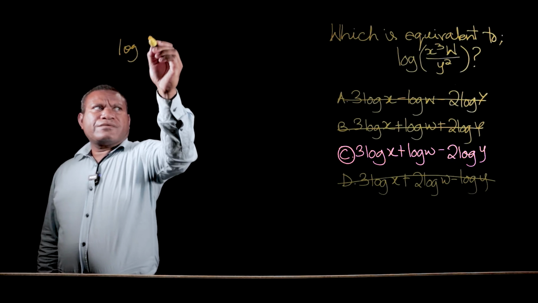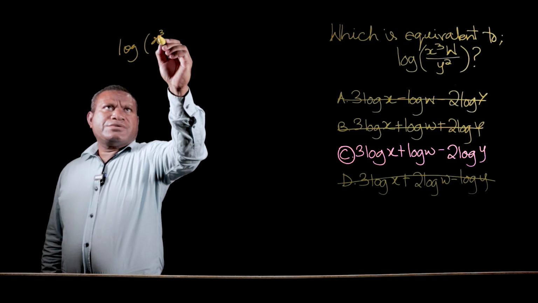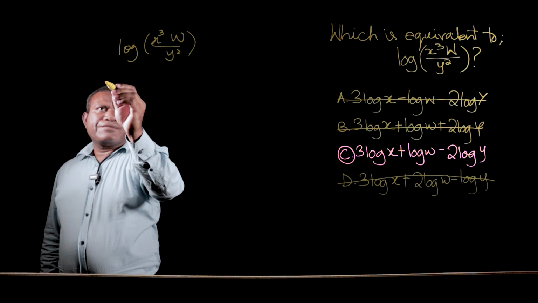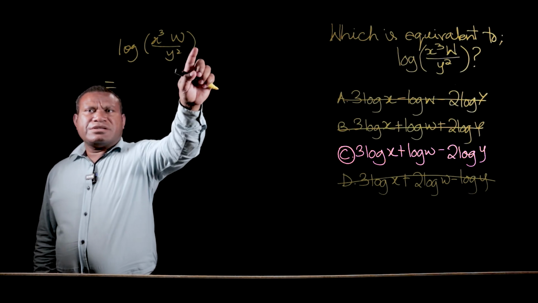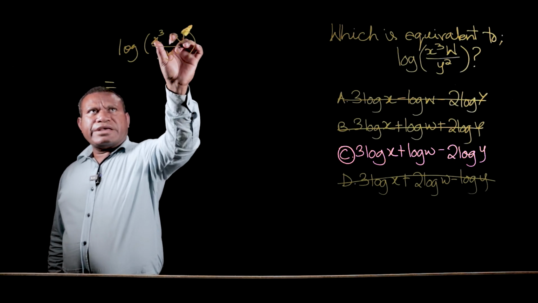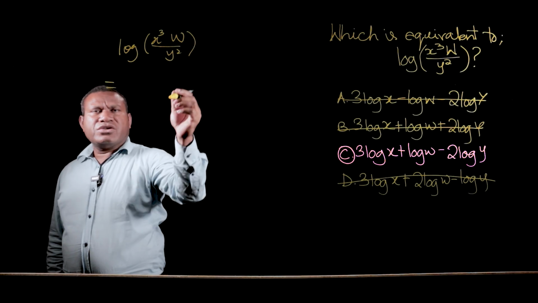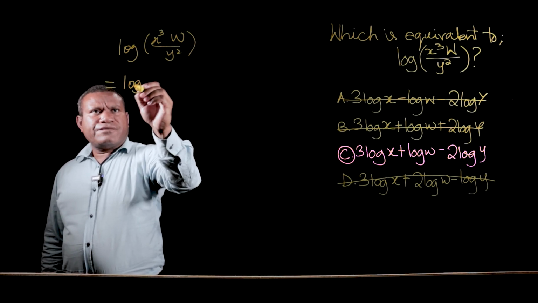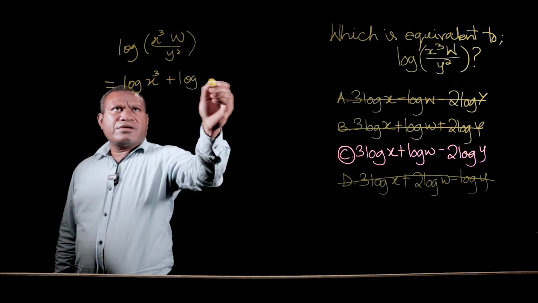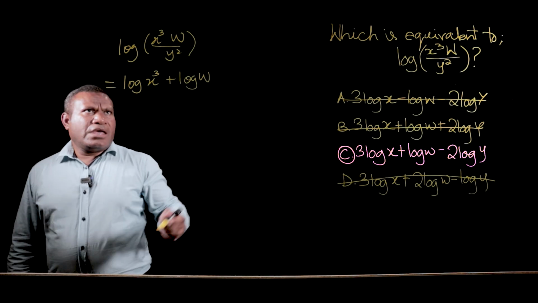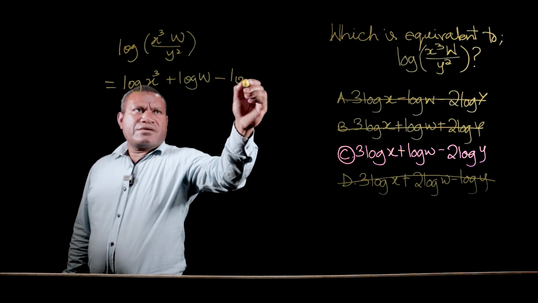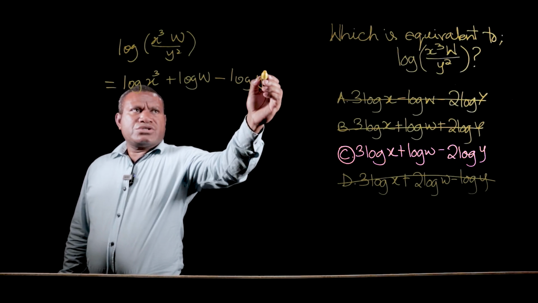Log of x cubed multiplied by w divided by y squared. So this is multiplication. Therefore, we have to break this and take the log of x cubed plus log of w, according to the product rule. So log of x raised to the power of 3 plus log of w. And because this is a division, it will be minus log of y squared.